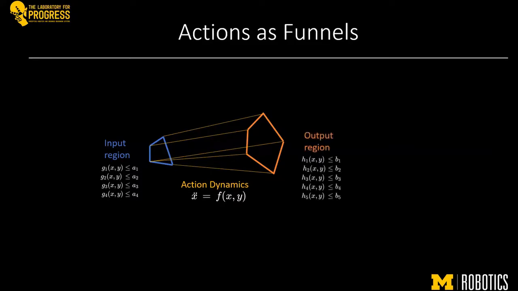So the output region also has a set of inequalities that represents that region. The intersection of all of these inequalities represents a region, and this region is the output region. And then we could also have some external constraints, which could be anything. They could also be in the 2D space. And so this essentially represents actions as funnels.